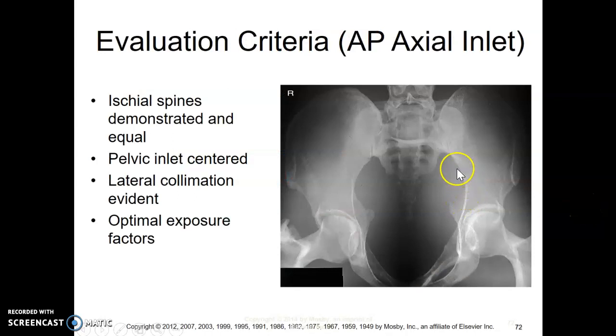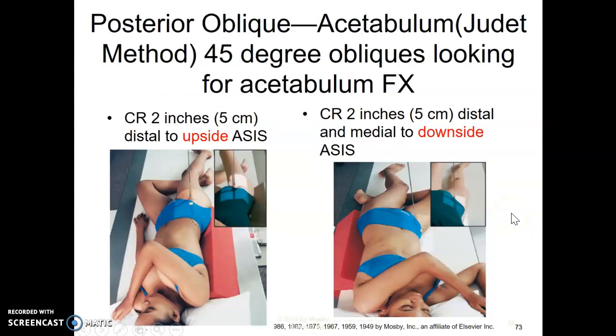And you're looking for, I always feel like this view, it looks like an alien. But you're looking for ischial spines demonstrated in equal distance here.